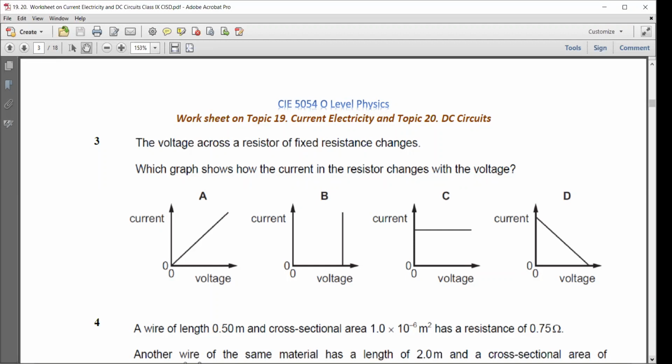Look, A is clear to you, right? Now B, look, here voltage is constant but current is increasing, which is not allowing Ohm's law. And C, voltage is increasing but the current is the same.